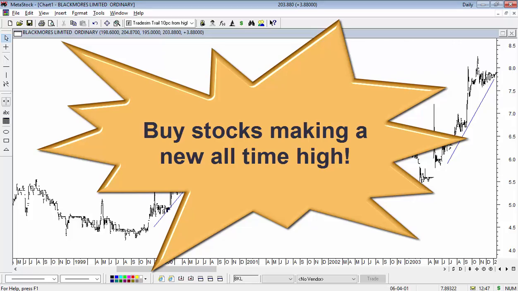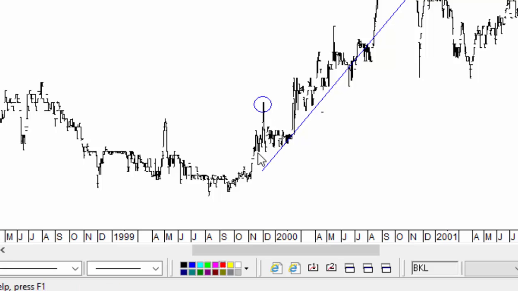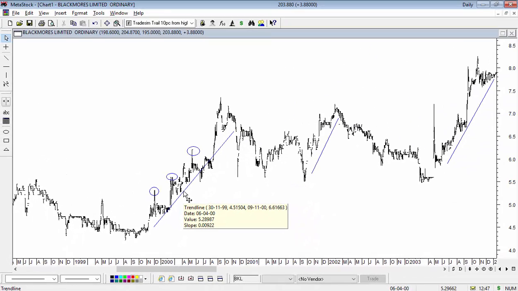Now, I'm not just talking about, if we look at the chart down here, this is a new high point. This is another high point here. Let me just circle that. Here's another high point. Here's another high point. You don't necessarily want to buy those because they're just little spikes. What I'm talking about is buying a new all-time high.